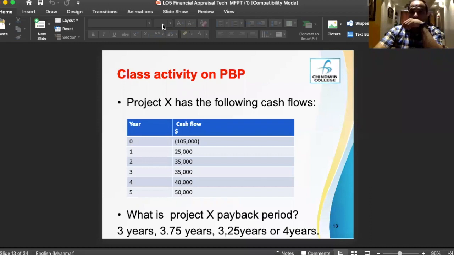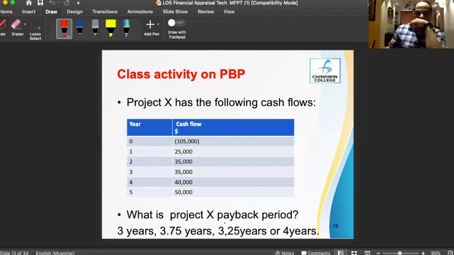Okay, so finished. So what is the payback period? 3 years, 3.25. Yes, that's right. So 3.25 will be the right answer that we can choose.